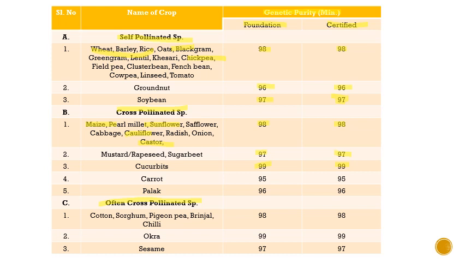Again, for often cross-pollinated species such as cotton, sorghum, pigeon pea, brinjal and chili, it is 98 percent for both foundation and certified. For bhendi it is 99 percent, and for sesame it is 97 percent.